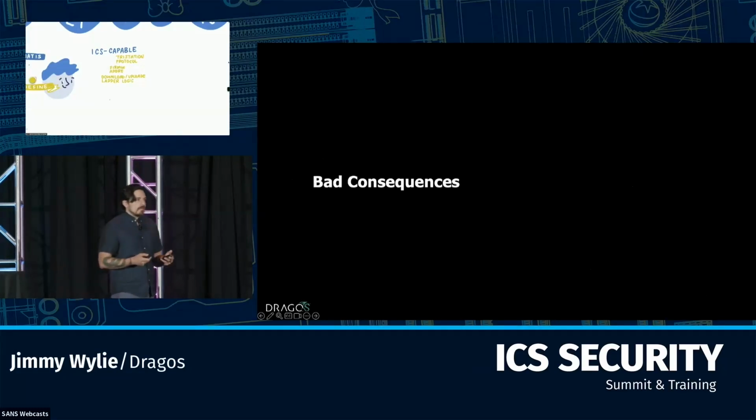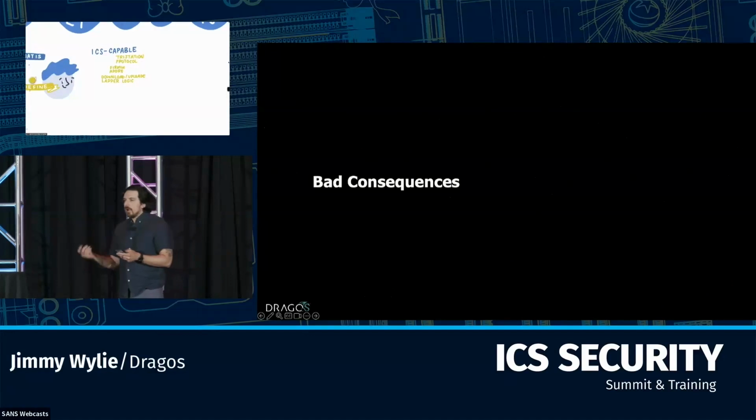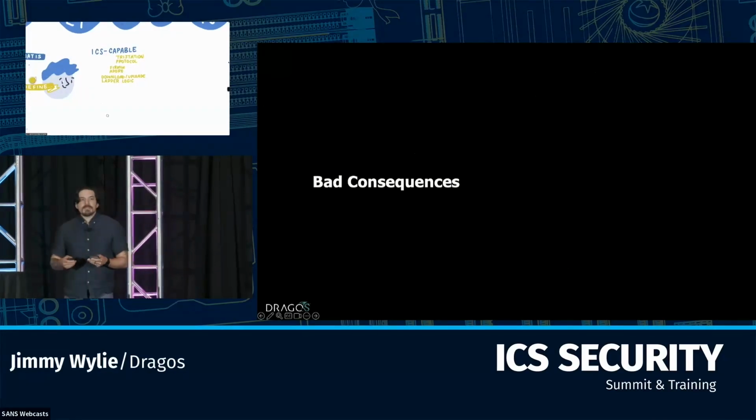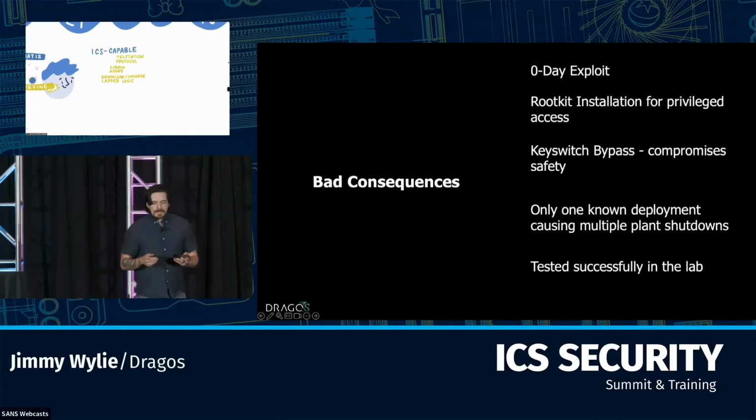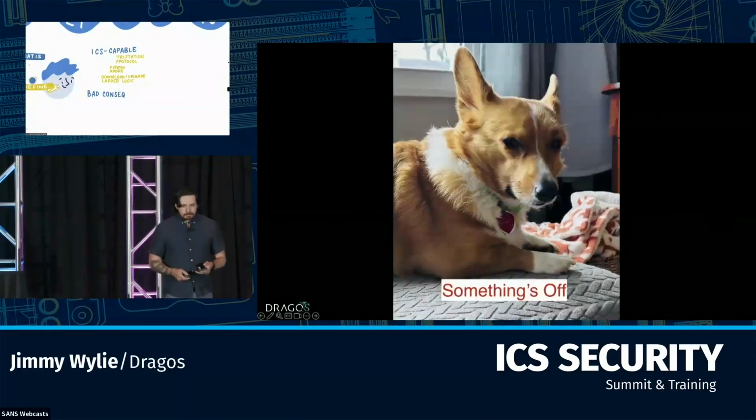And then the next property that reveals itself is just bad consequences, right? These are things that cause harm or negative effects on the OT system or environment. And basically everything else goes into that bucket. The unauthorized privileged access, the key switch bypass, compromising safety, and the site shutdowns.